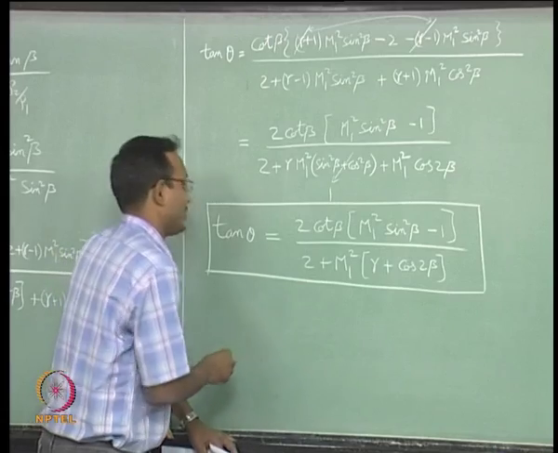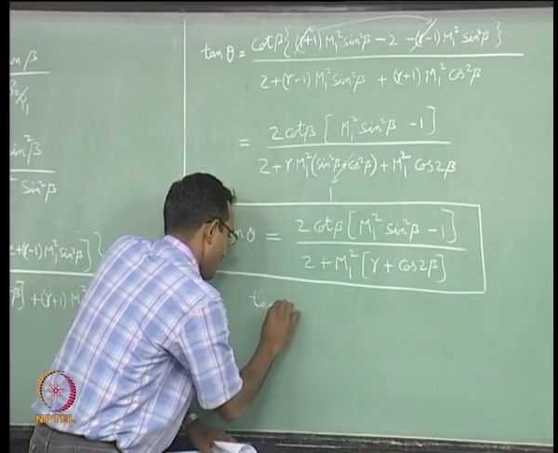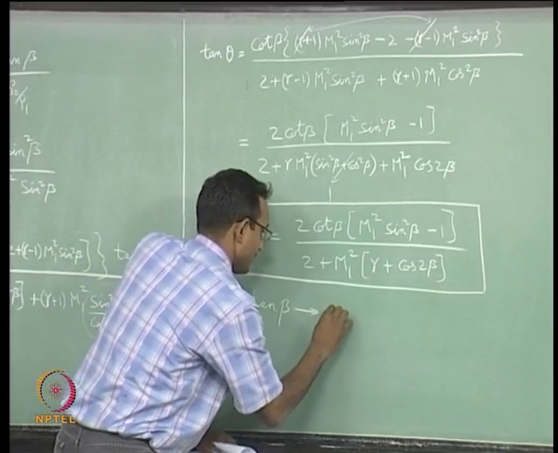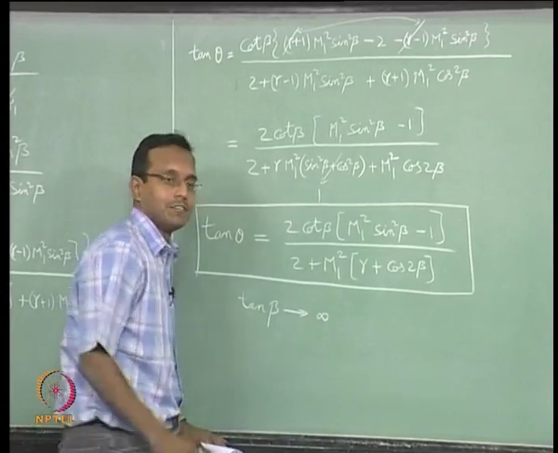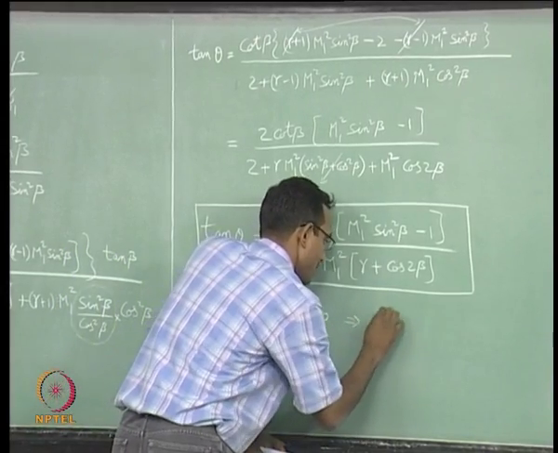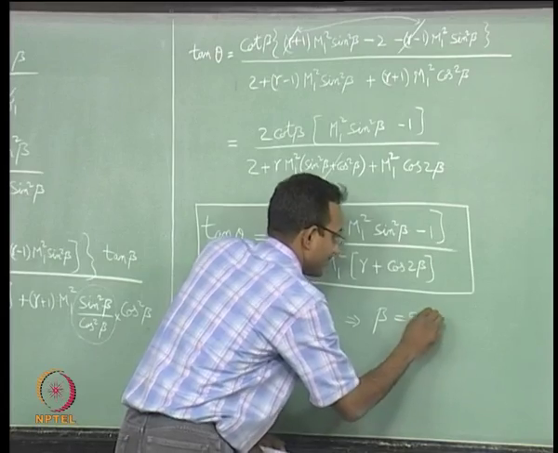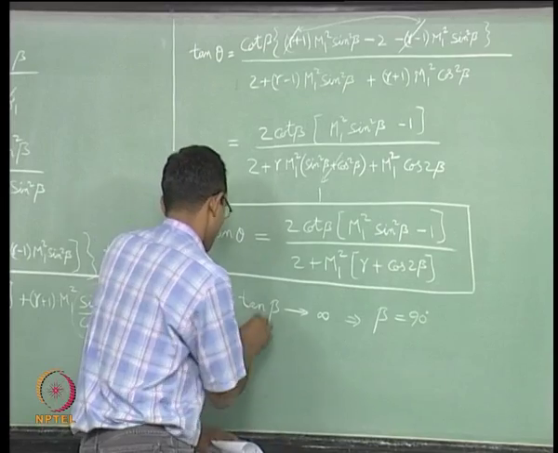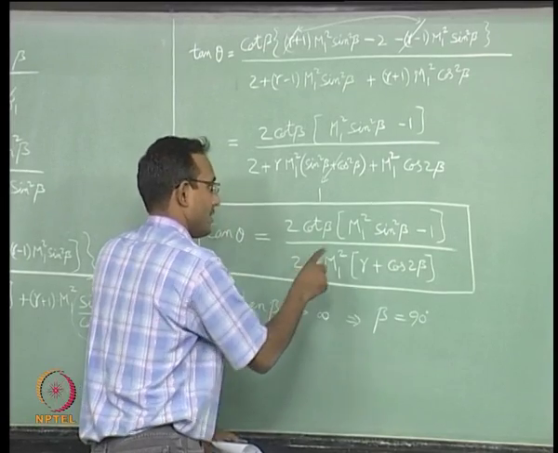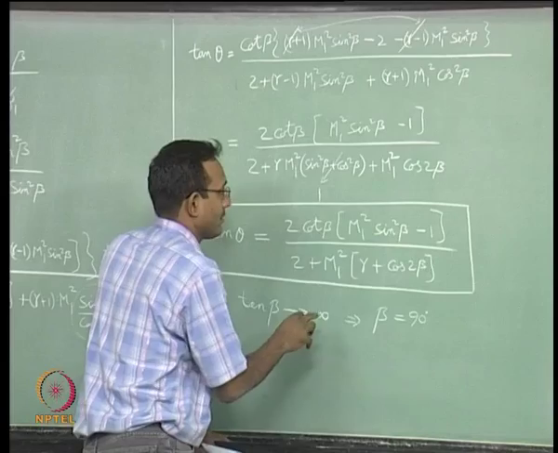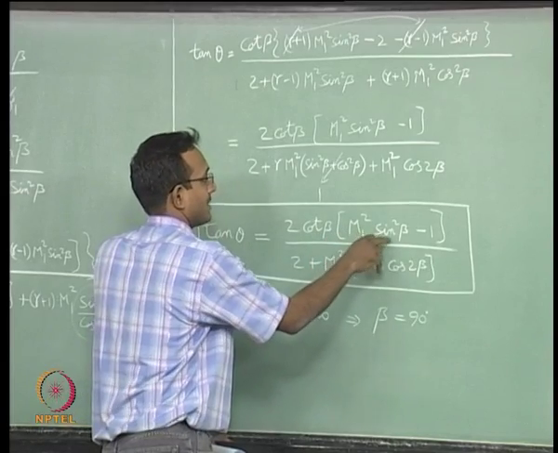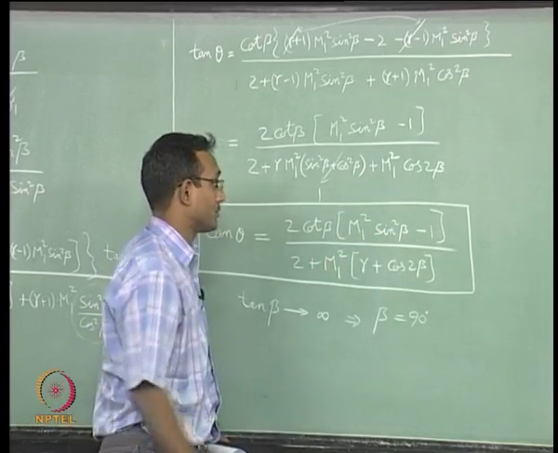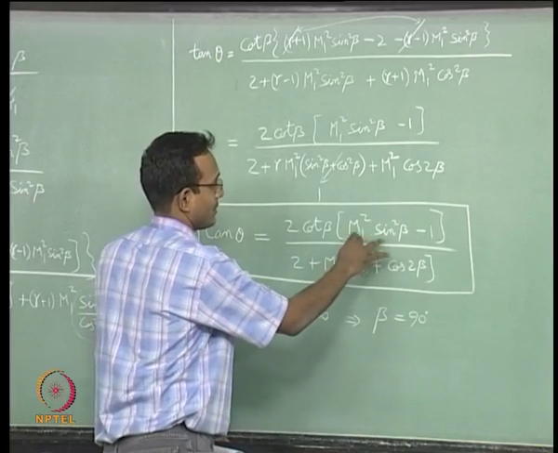If cot beta is 0, tan beta tends to infinity, which means beta is equal to 90 degrees, not tends to, it is equal to 90 degrees. That is the way we write it, and the other expression will tell me M1 square sin square beta minus 1 equal to 0, that is M1 square sin square beta is 1.